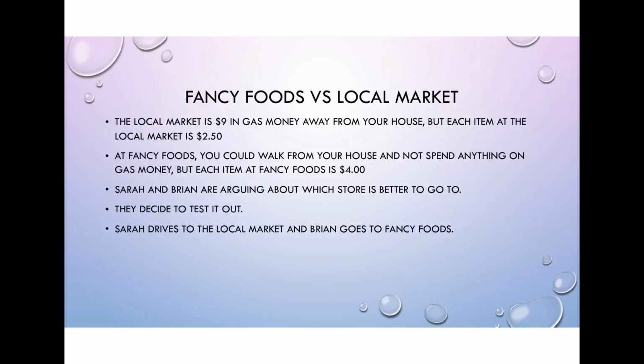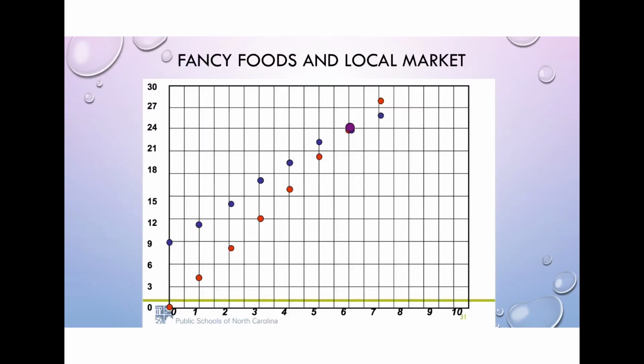Sarah and Brian were arguing about which store is better to go to. So they decided one of them was going to go to the local market, and the other one was going to go to Fancy Foods, and they were going to see which one was better. Sarah went to the local market, which in this case would be blue, and Brian went to Fancy Foods, and he would be orange. They said, alright, let's compare. Sarah had to drive all the way out there, and she spent $9 before she even bought a single item. As for Brian, he didn't spend a single penny before he bought any items.